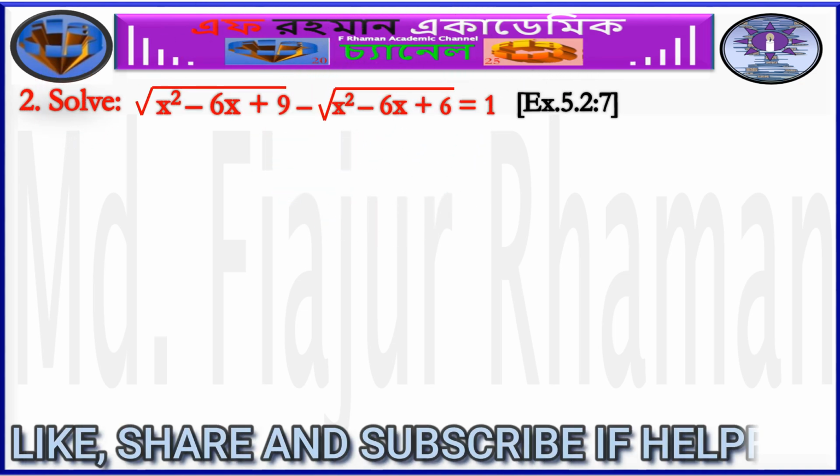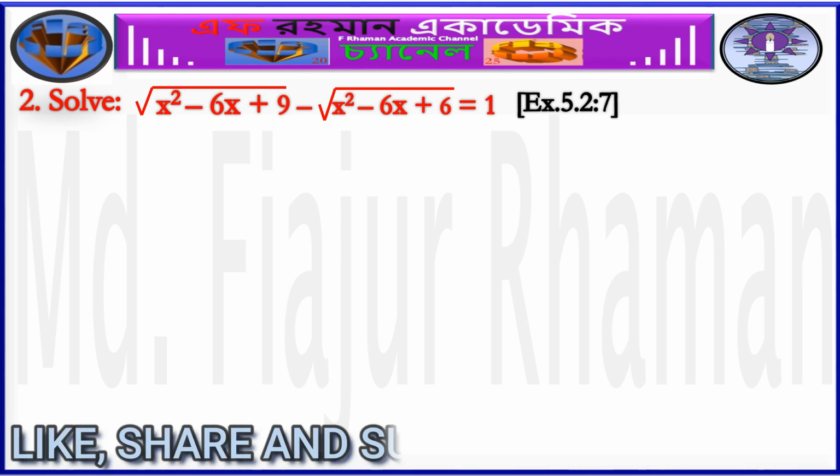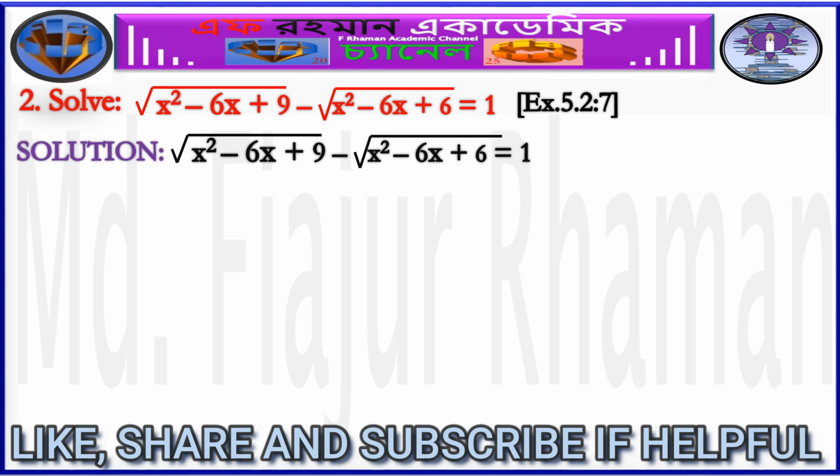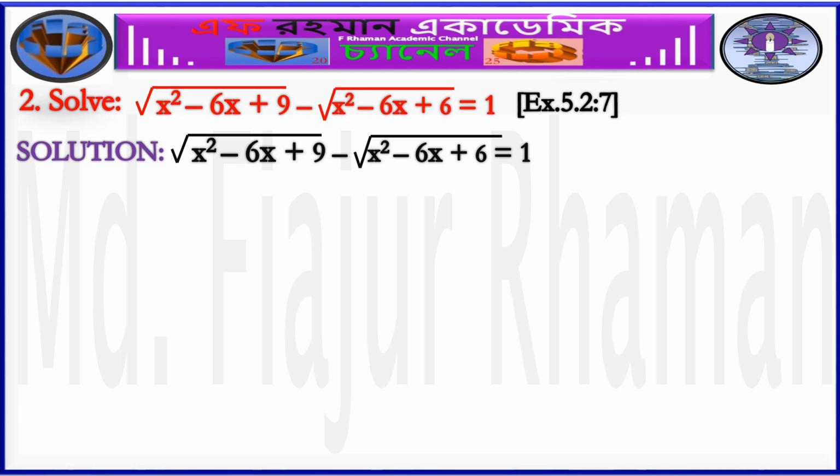Question 2. Solve square root of x square minus 6x plus 9 minus square root of x square minus 6x plus 6 is equal to 1. Solution: square root of x square minus 6x plus 9 minus square root of x square minus 6x plus 6 is equal to 1.